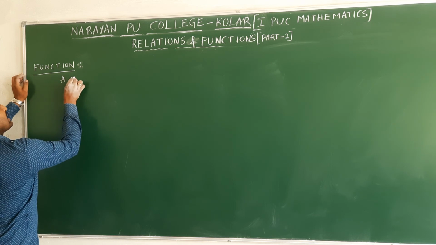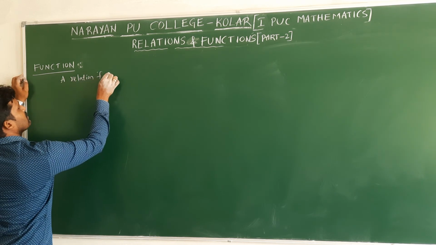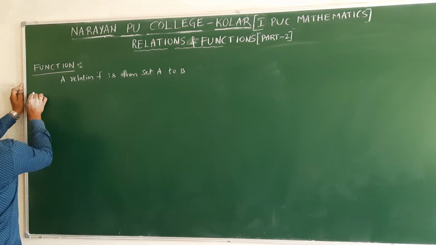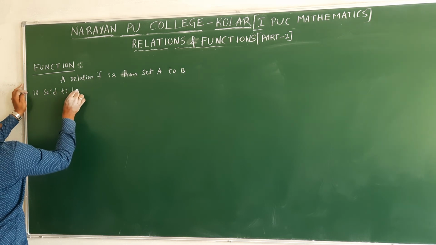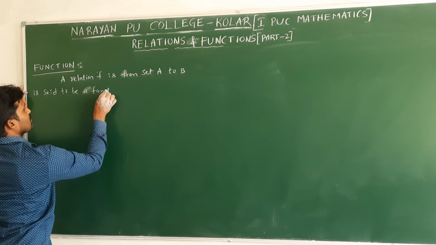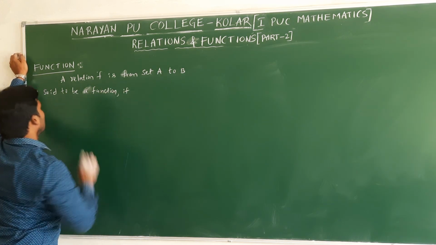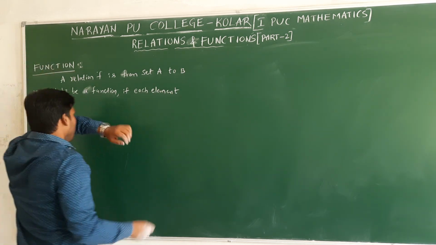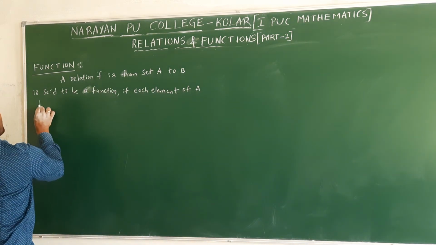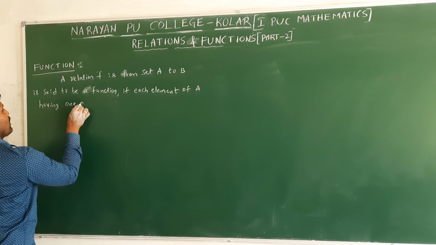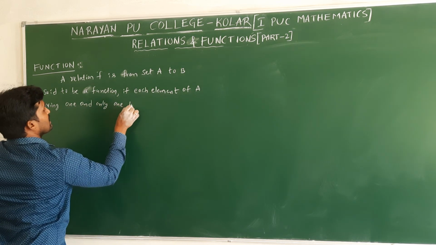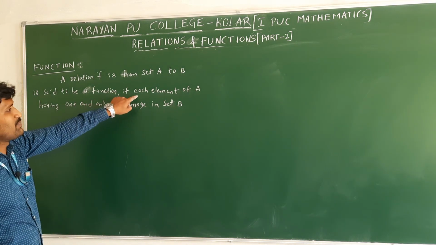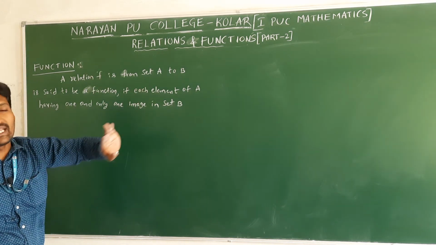Repeating again, a relation small f from set A to B is said to be a function if each element of set A has one and only one image in set B. Each element of set A having one and only one image in set B, that is called a function.